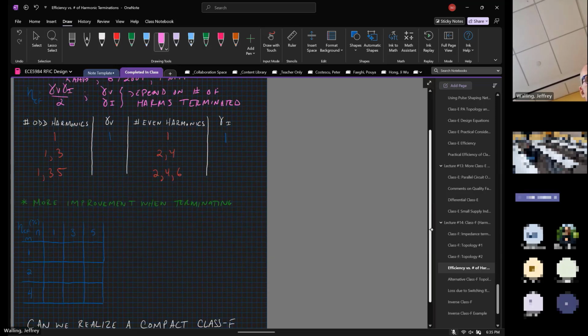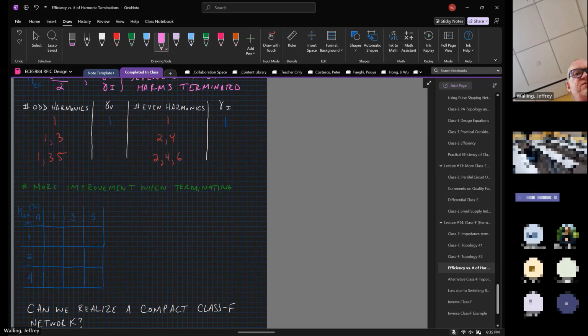So you can show that if you only terminate the fundamental, so that's the first case, number of odd harmonics, if you only terminate one odd harmonic, one even harmonic, then you're going to get a factor of 1 for gamma V and gamma I. That looks like a class A amplifier.